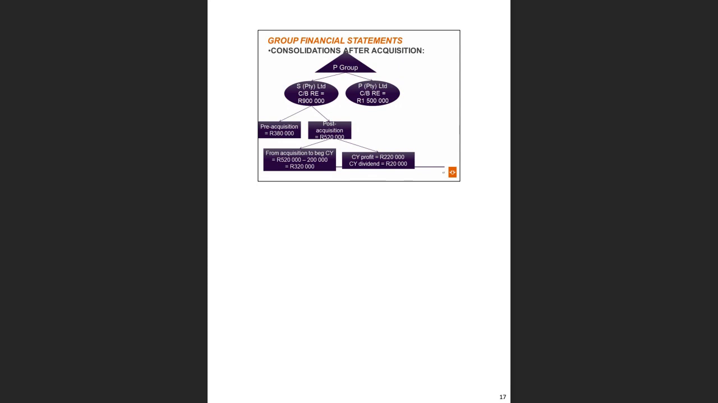So the post-acquisition profits relating to the current year is 200,000. Therefore, the post-acquisition profits relating to the period from acquisition to the beginning of the current year is 320,000 Rand. How did we get the 320,000 Rand? We took 520,000 being the post-acquisition retained earnings, and we stripped out the retained earnings relating to the current year, and that left us with 320,000 Rand. So this is the retained earnings from the 1st of January 2011 to 31 December 2012.